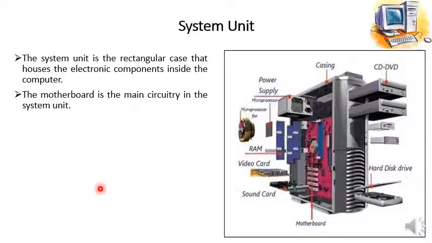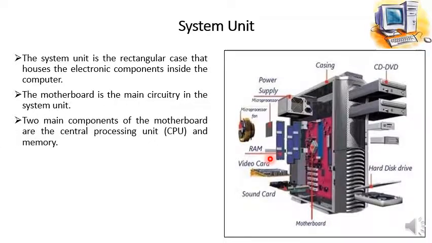The motherboard is the main circuitry in the system unit, because all the other devices are actually connected with the motherboard. That's why the motherboard is the main circuitry inside the system unit. Two main components of the motherboard are the central processing unit and memory. Central processing unit means microprocessor chip, and memory means the RAM, random access memory. These are the main components of the motherboard.